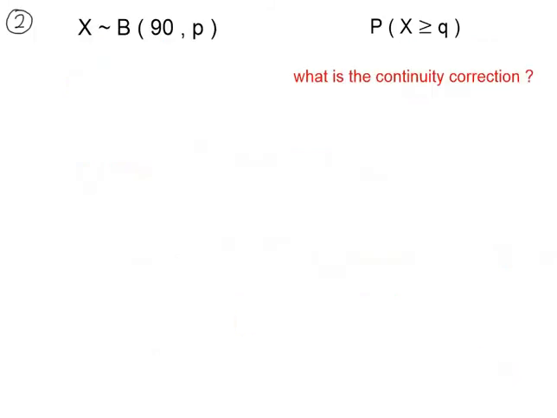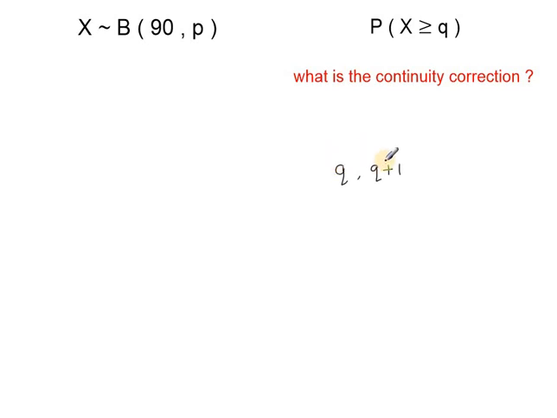Example 2. In this one we're just looking at the continuity correction because we have some algebra in this. Okay, so n is 90, p is unknown. It doesn't matter what the value of p is for my example. P(X more than or equal to q). Okay, so let's start with q.